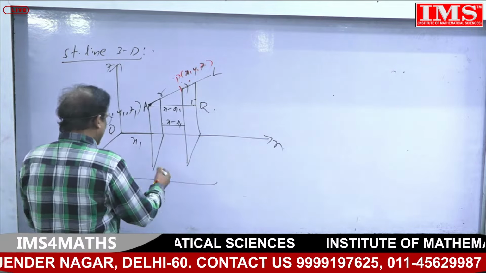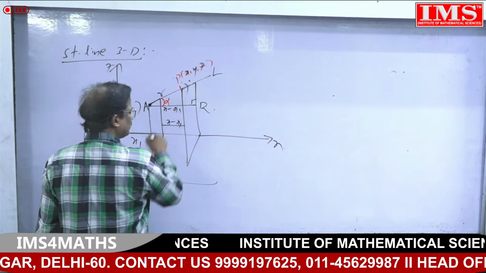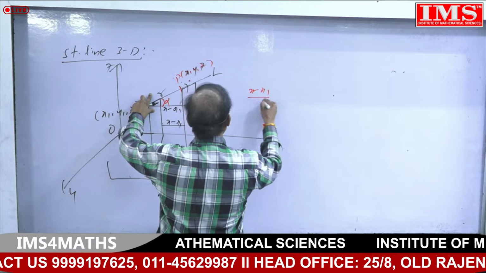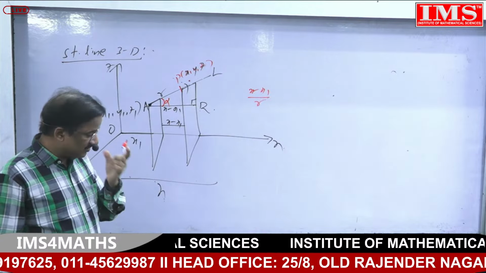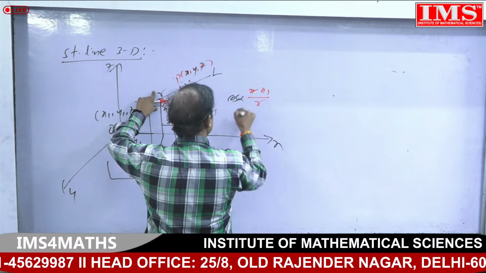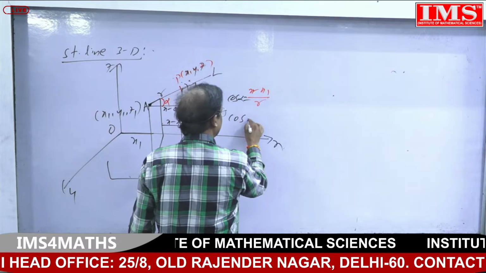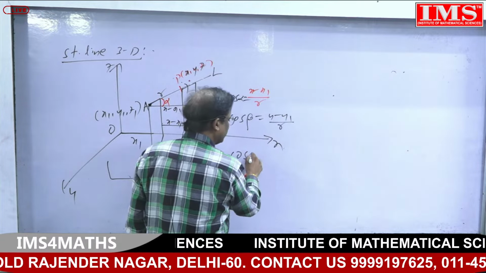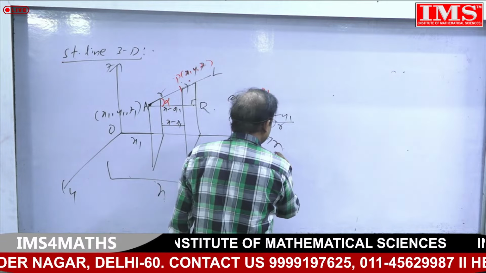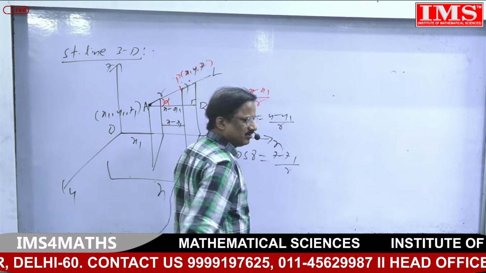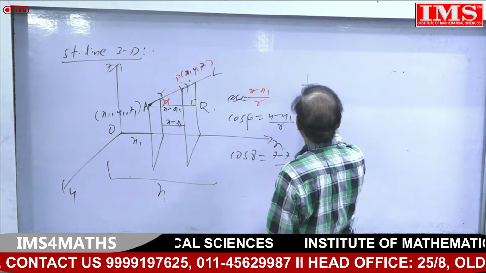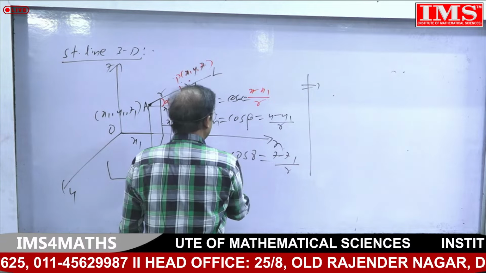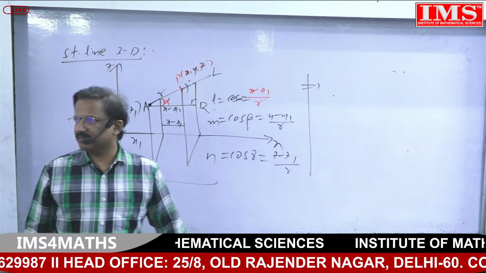Between these, what angle do you assume? Please tell me. Suppose alpha. What happens here? X minus x1 by r, isn't it? What is this name? You can say cos alpha. Similarly, cos beta: y minus y1 by the same r. Similarly, you can get cos gamma: z minus z1 by r. So what do I speak finally from this information? These I would like to denote as l, then m, then n, isn't it?